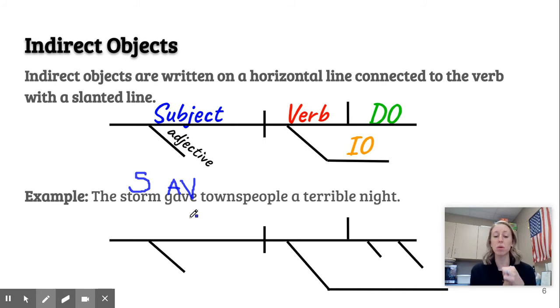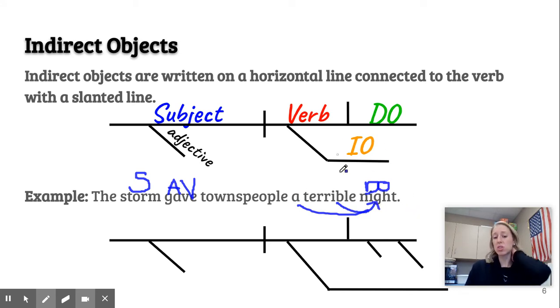Since we have an action verb, we have to ask our direct object question. The storm gave what? Okay, now be careful here. The storm gave what? And the answer to that question would be night. Doesn't make a whole lot of sense, right? But if we ask that question, it's the only word that works. So the storm gave what? It gave a terrible night. Now, a and terrible are actually modifiers of night. Okay, so they're just adjectives modifying night.